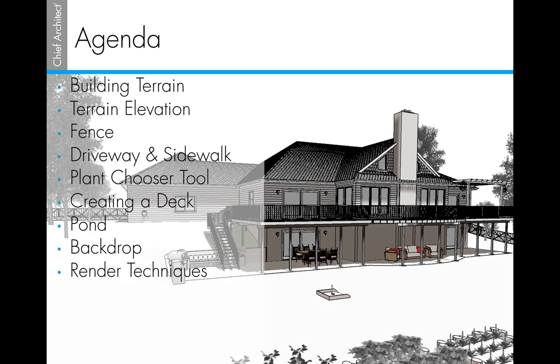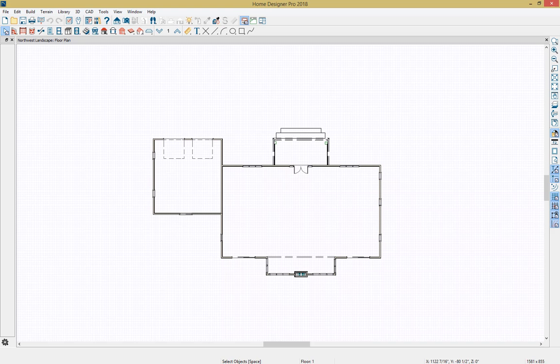We'll begin today by building the terrain. We'll also be adding in terrain elevation information, a fence, and driveway and sidewalk. We'll explore how to use the plant chooser tool. We'll build a deck, a pond, we'll drop in different backdrops, and then we'll explore some different rendering techniques as well. So let's go ahead and get started by opening up the Home Designer Professional software.